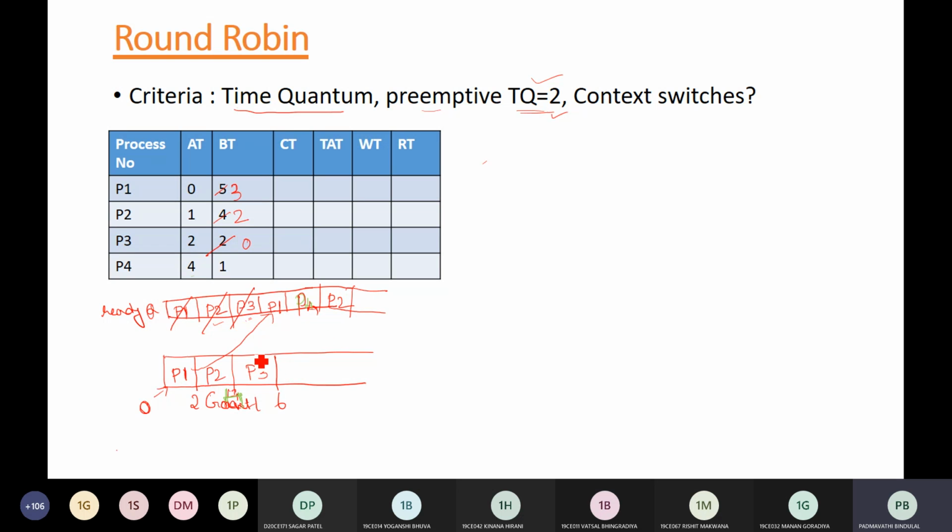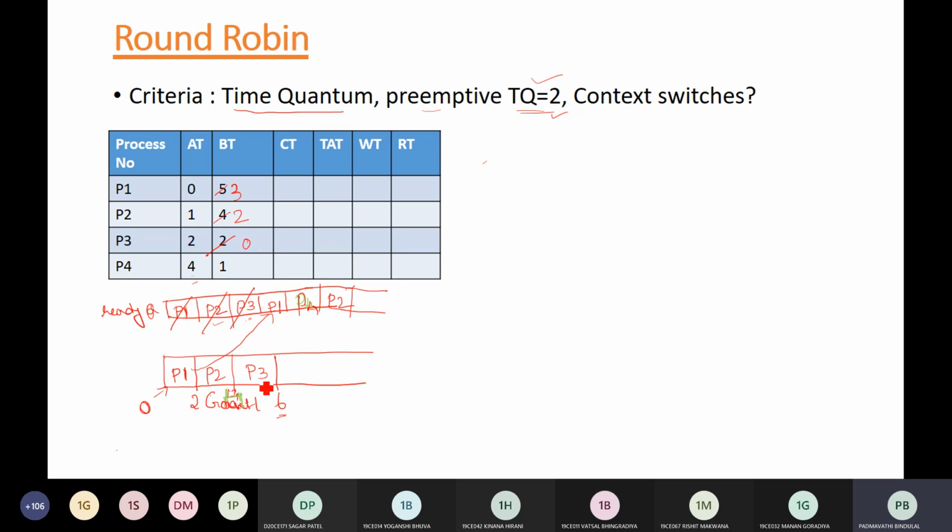So P3 को वापस रखने की ज़रूरत नहीं है. Okay, now at the 6th instant, do you have any new process in your system? In the 6th instant, we don't have any process. अगर कोई 5th या 6th instant में कोई process होता तो वो आपको पहले यहाँ पे load करना पड़ता. But you don't have any process, so you need not load any process.